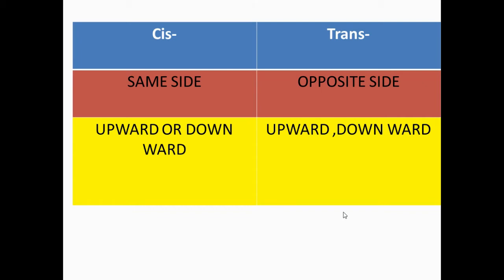if groups are on the same side, it means both the groups are present in the upward direction or in the downward direction. That means the substituents are attached by the upper bond at their carbons, or both groups are attached by the lower bond at their carbons, and these are considered cis. In the case of trans, if one substituent is attached by the upper bond, the other substituent is attached by a lower bond at its carbon. That isomer is considered a trans isomer.